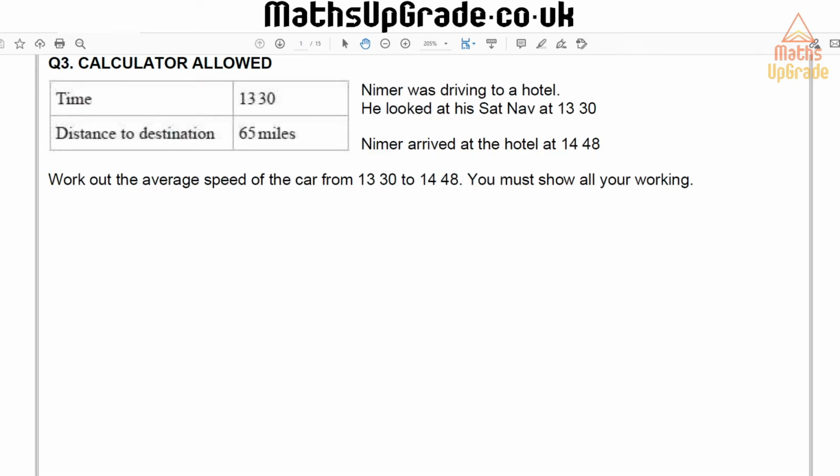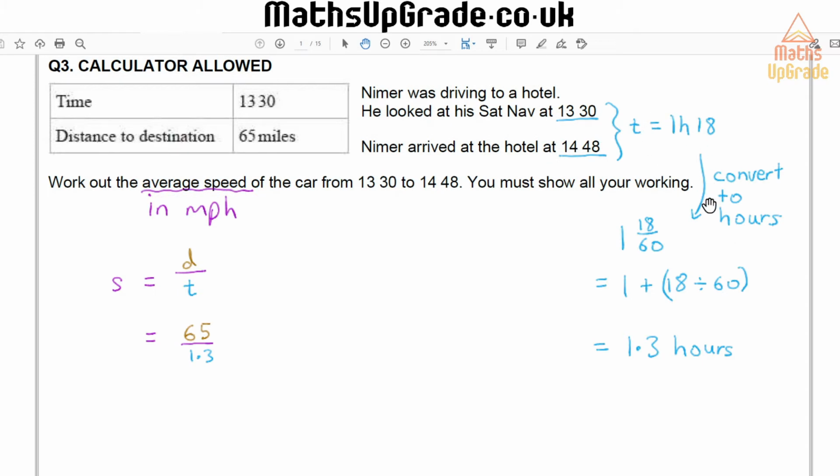Naima was driving to a hotel. He looked at his sat-nav at 13:30. He arrived at the hotel at 14:48. What was the average speed of the car from 13:30 to 14:48 with all the working? Straight away, I'm going to work out the difference between these two times in hours. That is 1 hour and 18 minutes. I'm going to convert that into hours. That's 1 hour and 18/60ths of an hour, which with a calculator is 1.3 hours exactly.